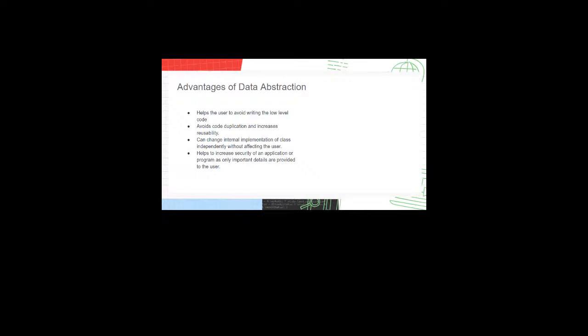So the advantages of data abstraction. It helps the user avoid writing low-level code, it avoids code duplication and increases reusability, and we can change the internal implementation of a class independently without affecting the user, because we are not showing the user what is private in the class, and we can modify those things internally without the user being affected. It also helps to increase the security of an application or program, as only important details are provided to the user. So this is the main part of abstraction: only the important details are provided to the user and all the extra details are hidden.